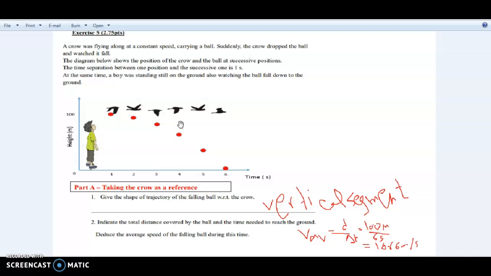Now part 2: indicate the total distance covered by the ball and the time needed to reach the ground. Deduce the average speed of the falling ball during this time. So the crow threw the ball from a height of 100 meters, and it needed 6 seconds to reach the ground. And we said in part 1 that the ball appeared to be moving on a vertical segment whose length is 100 meters. So V average is distance over total time, 100 meters over 6 seconds. Both are given in the SI unit, so the average speed is 16.66 meters per second.